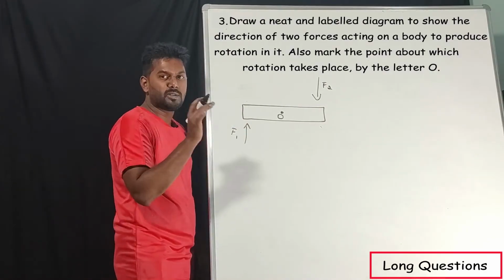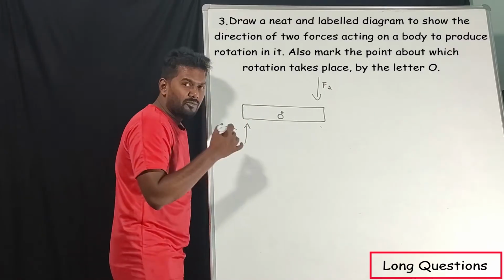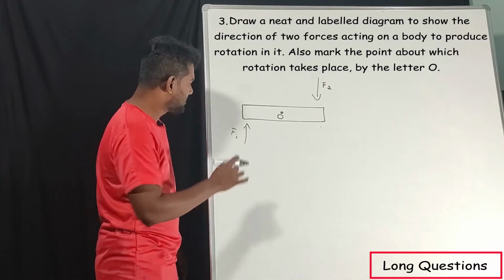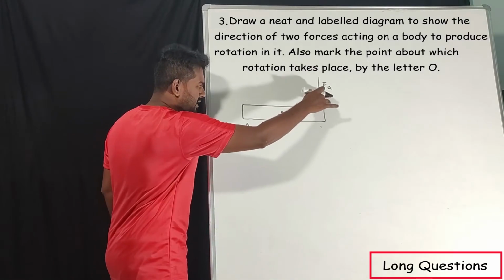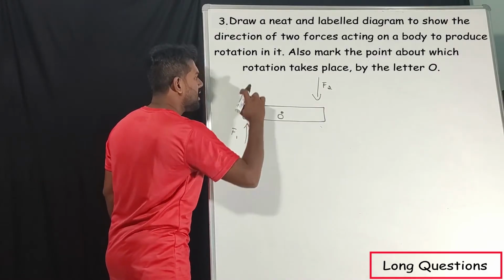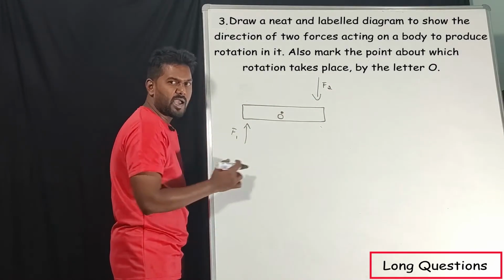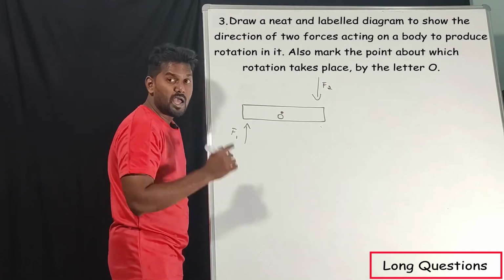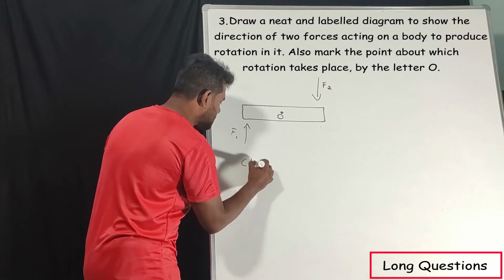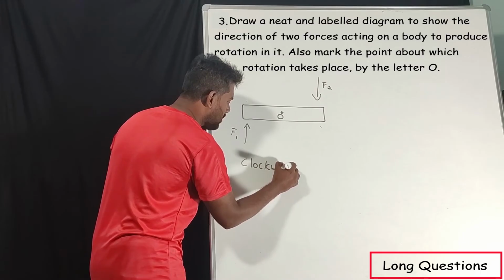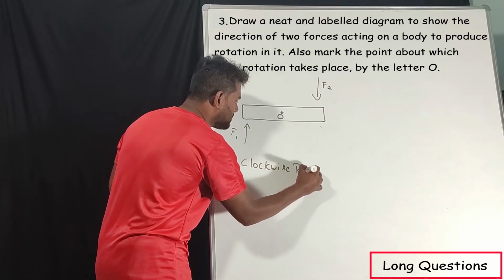So this is the diagram they are asking. Now which type of rotation are they asking? See, if you apply a force in this direction and this direction, this is going to rotate in this way. Correct? Which type of rotation is this? This is a clockwise rotation.